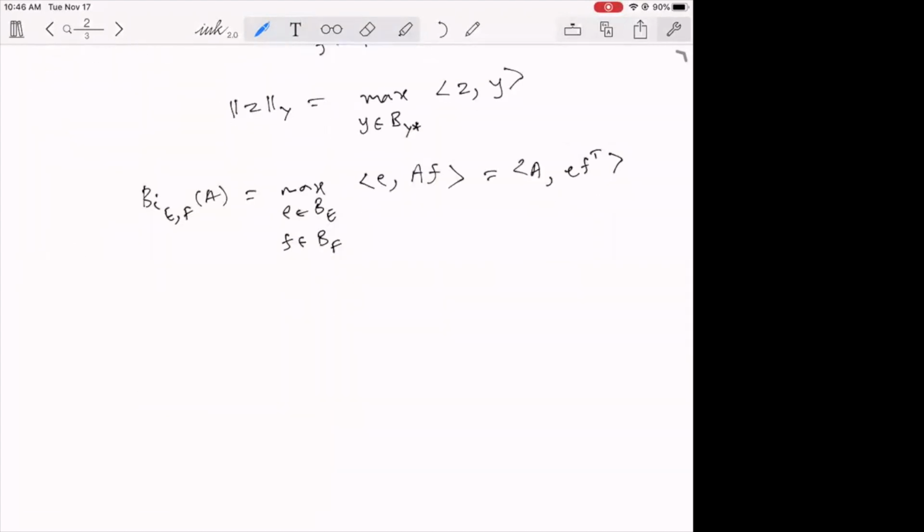And now we can actually take a convex hull of the set that we're maximizing over because it's a linear function. So this is just equal to the maximum over the hull, where E F transpose belongs to the hull.